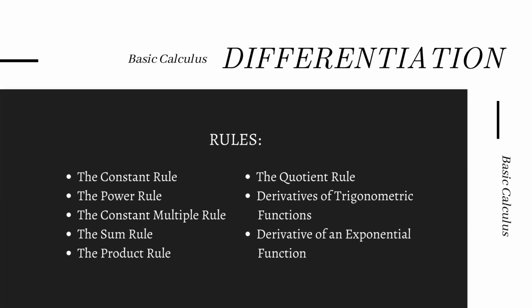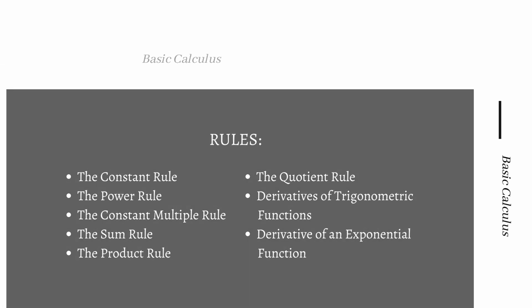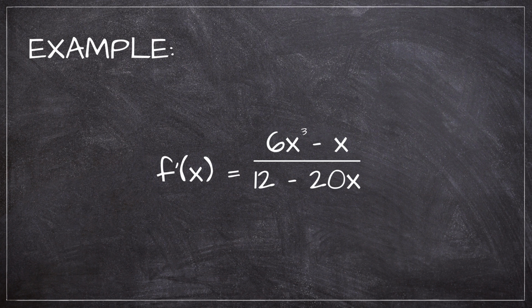We use 8 rules that tell us how to find the derivative of almost any function that we are likely to encounter, such as the power rule, constant rule, and quotient rule. Let me give you an example. We have f prime of x equals 6x to the third power minus x over 12 minus 20x.